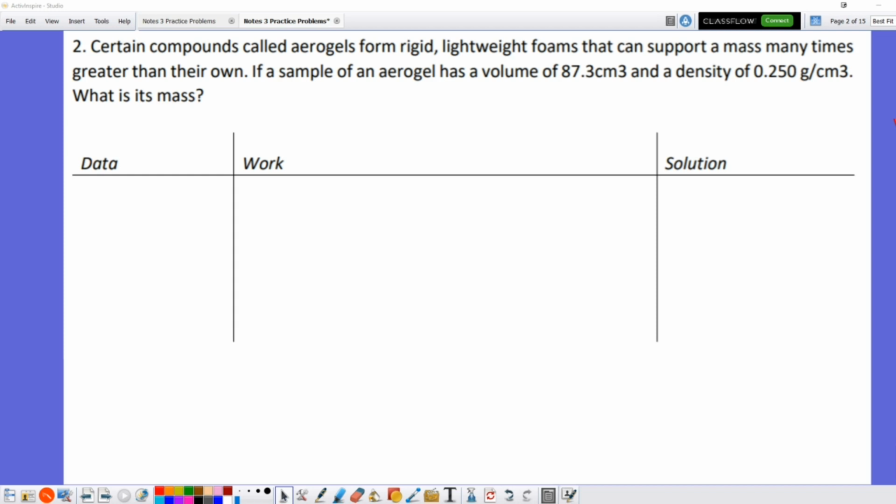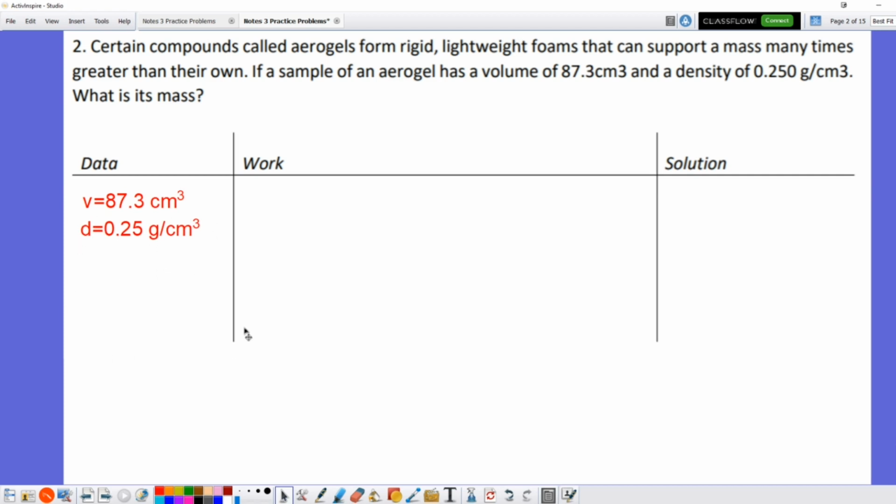So the first thing you want to do, just like every other problem, is to write down all of the things that are known to you. So write down all of the numbers and identify what they are. So the problem states here we have a volume of 87.3 cubic centimeters. So that's the first piece of information that I'm going to put down. And we also have a density of 0.25 grams per cubic centimeter. So that's the second piece of information that I know. All right, so I write down all the data.